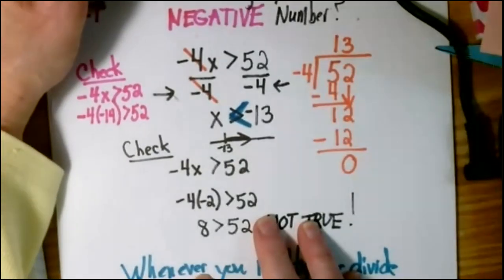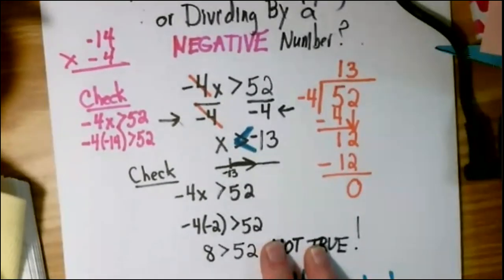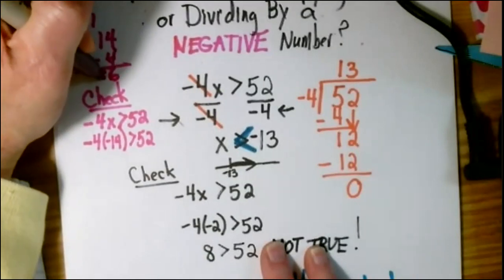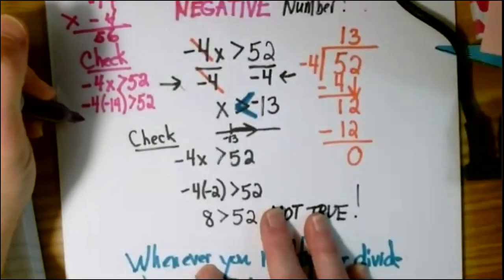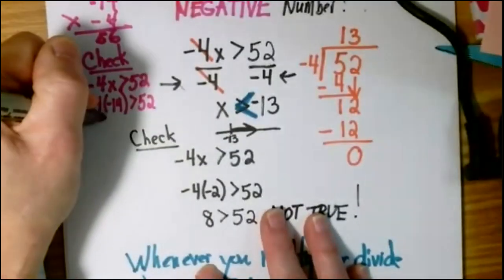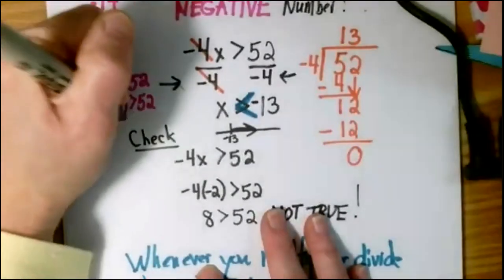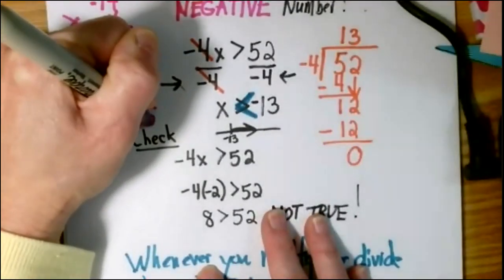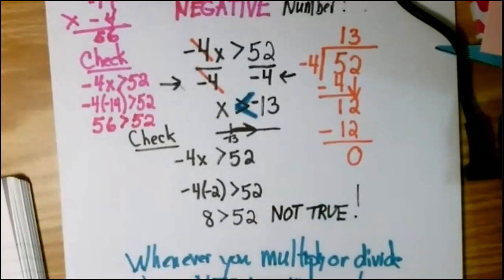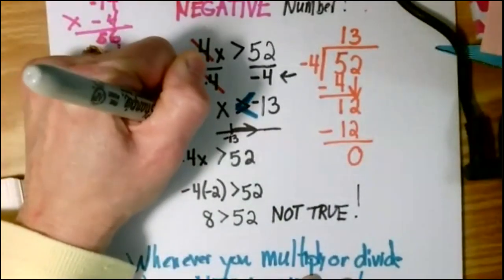Well, if you don't know, you can always go up here and multiply. 4 times 4 is 16, carry the 1. 4 times 1 is 4, plus 1 is 5. So it should be 56. Positive, right? Two negatives make a positive. 56 is greater than 52. Is that a true statement? Yes, that is a true statement.